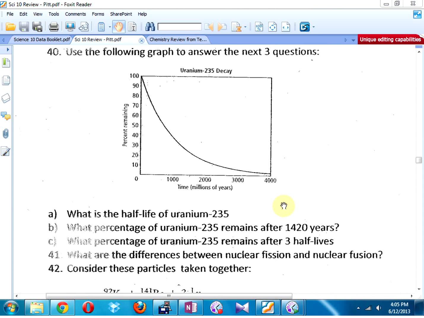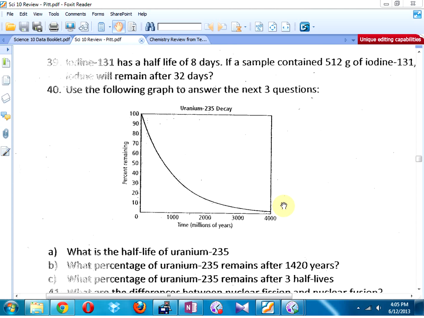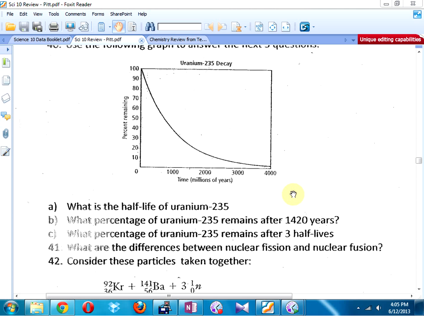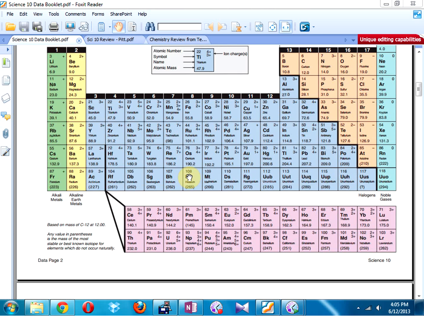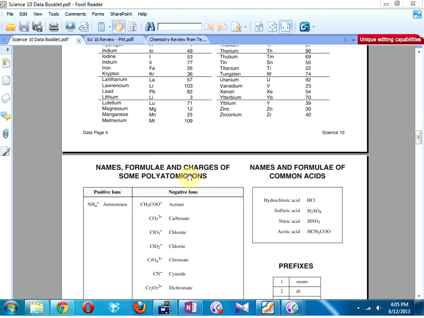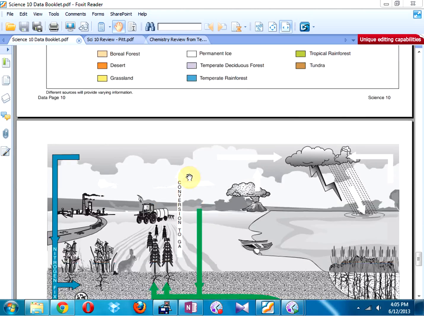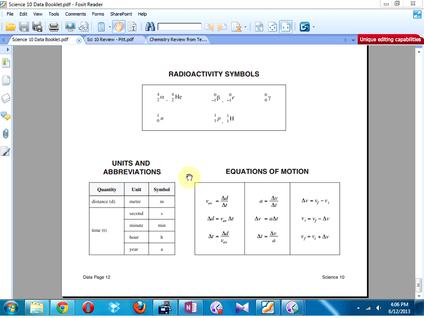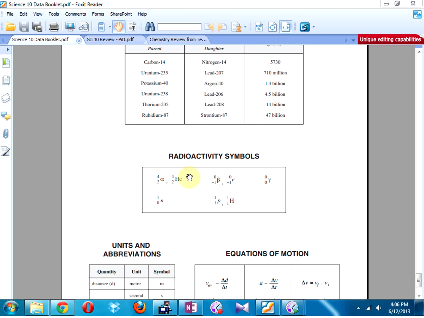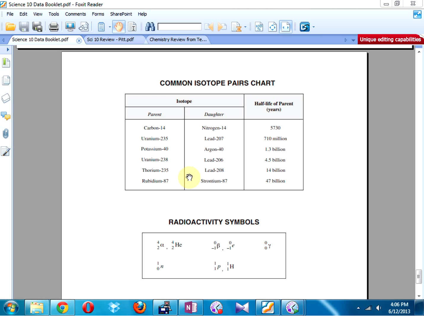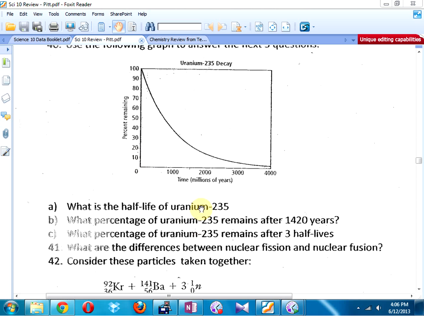That's okay. So we got a graph. Answer the next 3 questions. First of all, it says, what's the half-life? Now, you do have some half-lives on your formula sheet. Let's go find some of the radioactive stuff. They give you a few. Oh, yeah, right here. Common isotope pairs chart. They tell you what they turn into, and there are some half-lives. So here it's saying, what's the half-life of uranium-235?